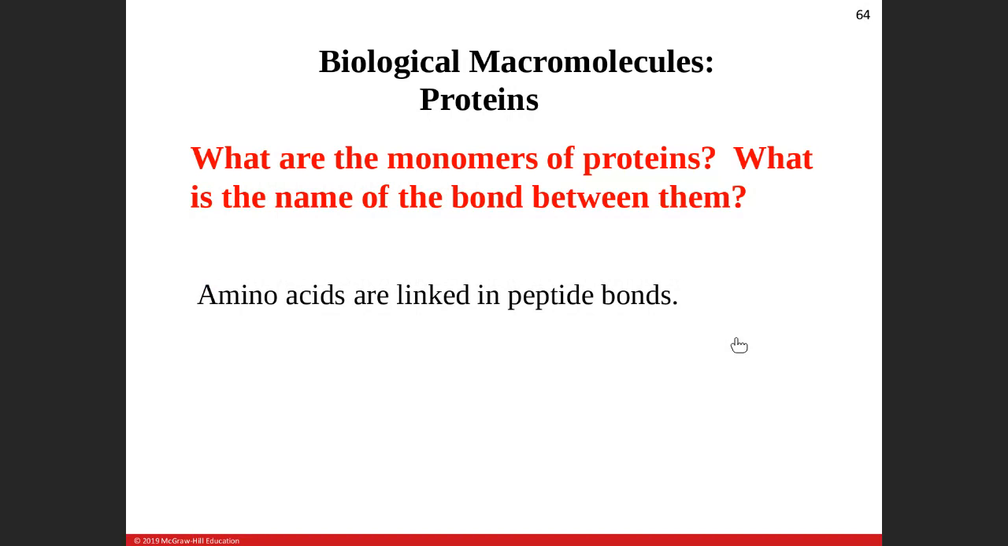So what are the monomers of proteins? The monomers, or the building blocks of proteins, are amino acids. And the bond that links them are peptide bonds. Okay, important to know.